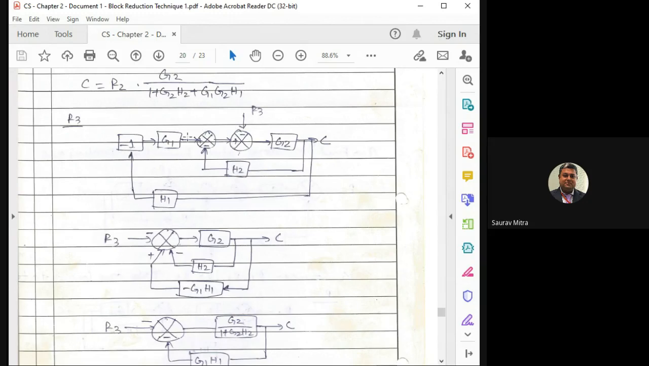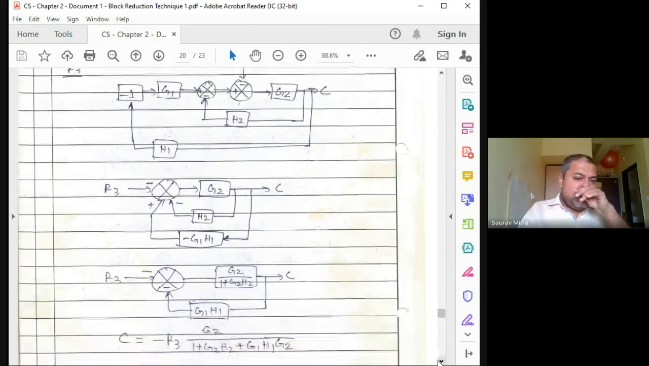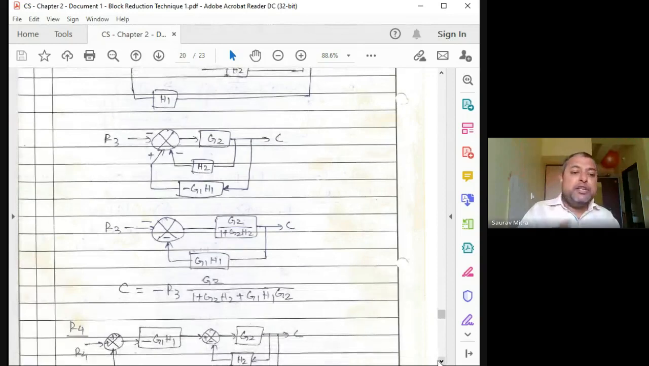To this summing point, H2 is coming as negative, and this H1 G1 is also coming as negative. So what I have written is minus H1 G1 coming as a positive, which means H1 G1 is coming as a negative. Then G2 H2 is the forward loop, and G1 H1 is another bigger loop. Solving directly is not easy; only understanding and reducing it to the actual block is the main job.